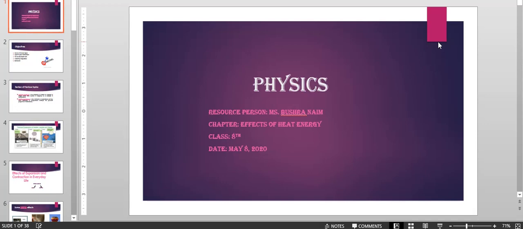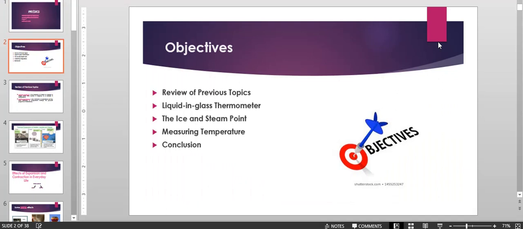So our today's objective will be review of the previous topics, liquid and glass thermometer, the ice and steam point, measuring temperature, and then the conclusion. So let's start.